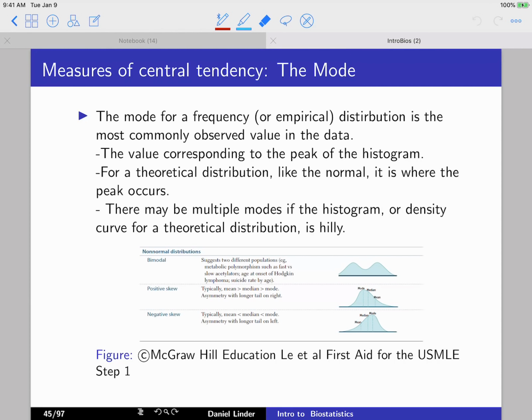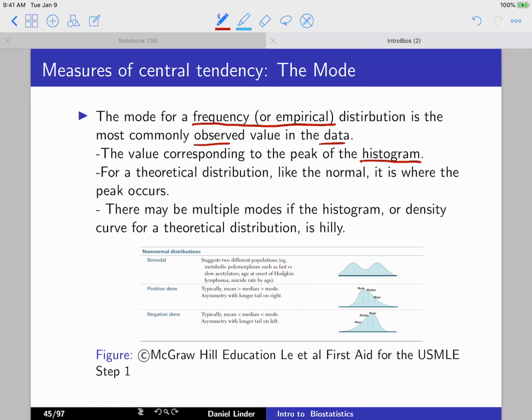The mode is another important measure of central tendency, and for a frequency or empirical distribution, so remember, frequency or empirical distributions are those computed from the observed data, the mode is the most frequently occurring observation. It'll usually correspond to a peak or peaks in the histogram or frequency distribution of the plotted data.